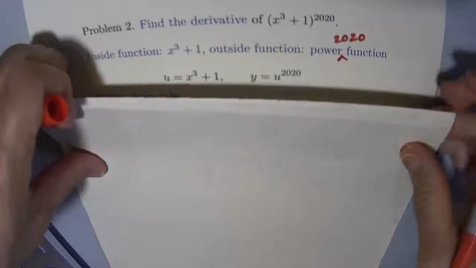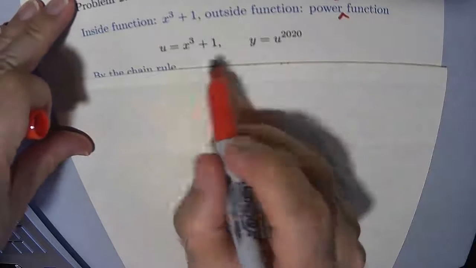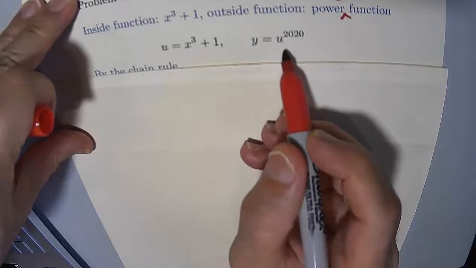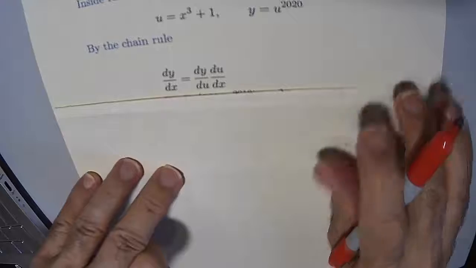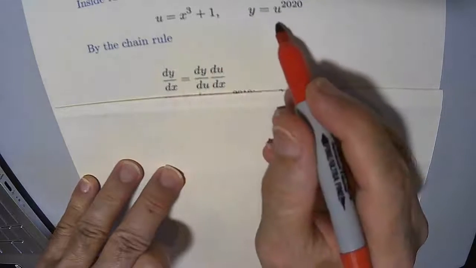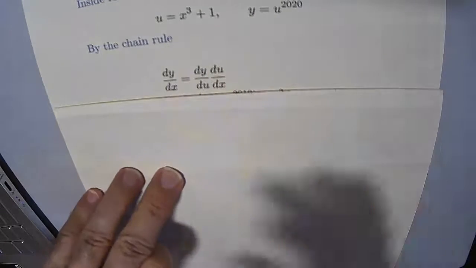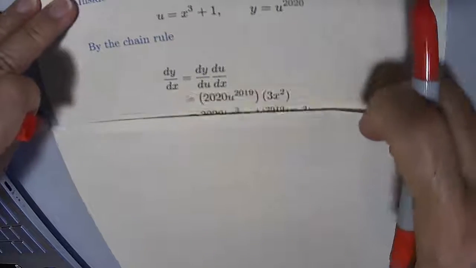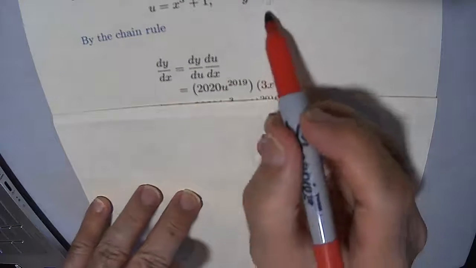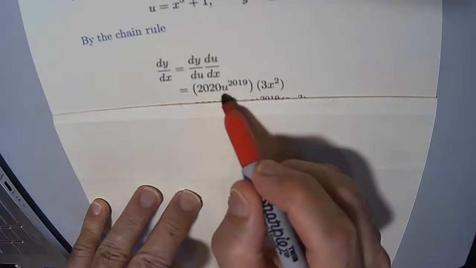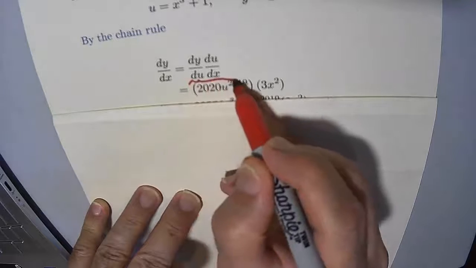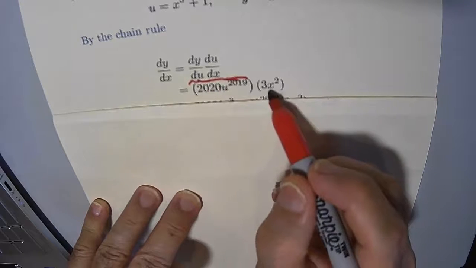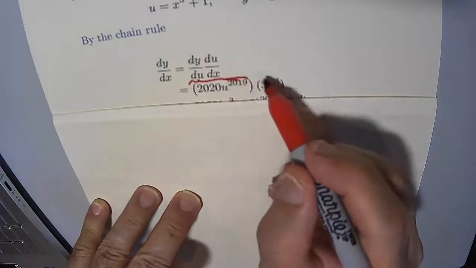So we write them up in brief notation. The outside power function, the inside polynomial function. The chain rule then multiplies the derivative of the outside times the derivative of the inside. Derivative of u to the 2020 is 2020 u to the 2019. That's this over here. And then 3x squared is just the derivative of u.